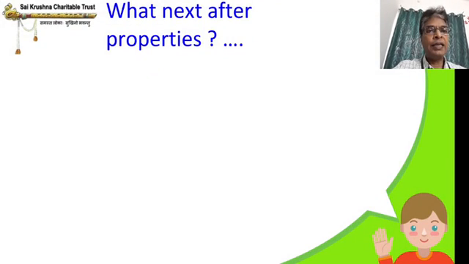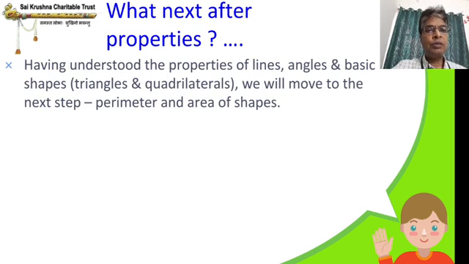So what next? Again, I am repeating what we saw in the last video of quadrilaterals. What next after properties? Initially we have seen the properties of lines and angles, triangles and quadrilaterals. So what is going to be next after that? Having understood the properties of lines, angles and basic shapes, triangles and quadrilaterals, we will move to the next step, that is perimeter and area of shapes. So initially we studied the properties basically to later go into the perimeter and area.